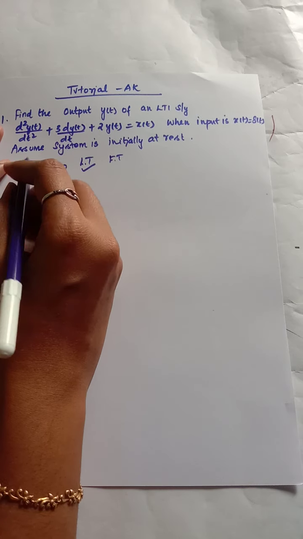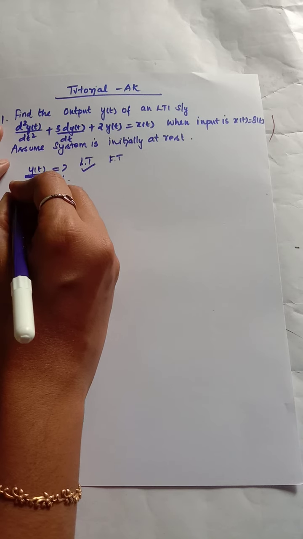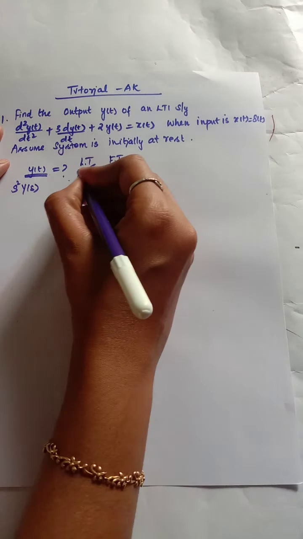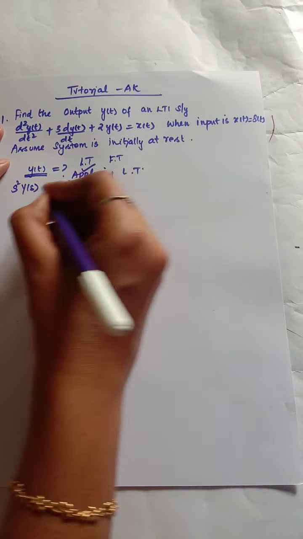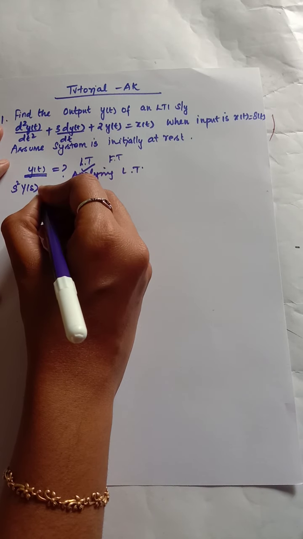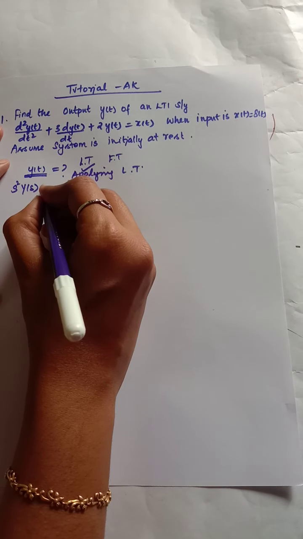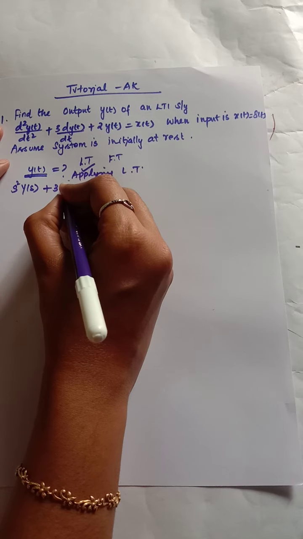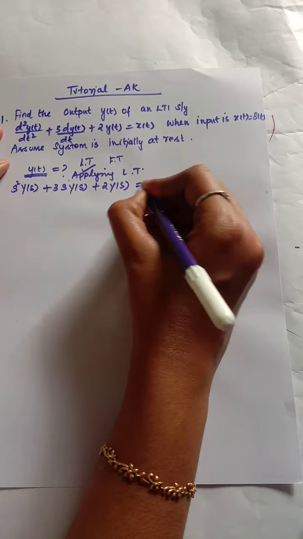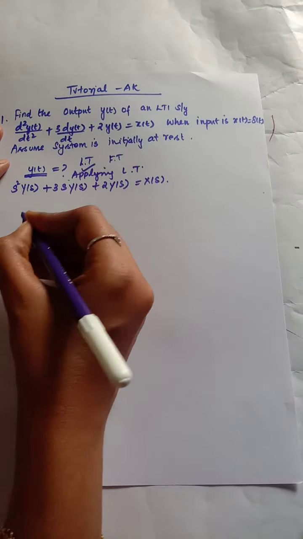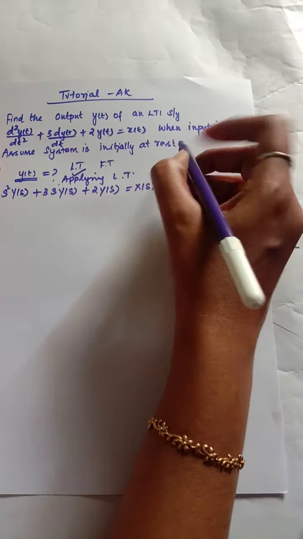So when you apply Laplace transform for this, you will get s square y of s. Applying Laplace transform, s square y of s, because the initial conditions are 0, I am not going to use the initial conditions. Plus 3 into s y of s plus 2 into y of s, which is equal to x of s. Now here, the input is x of t, and we need to find only the output.